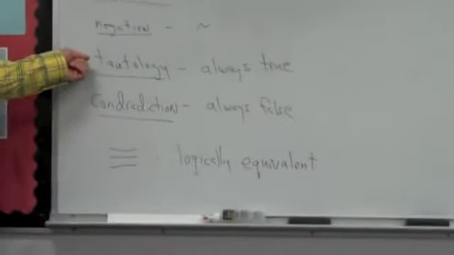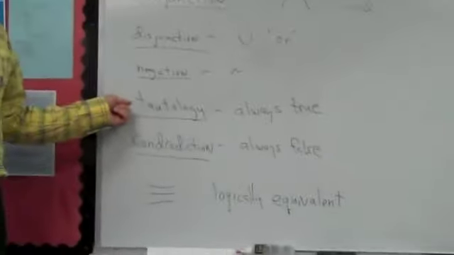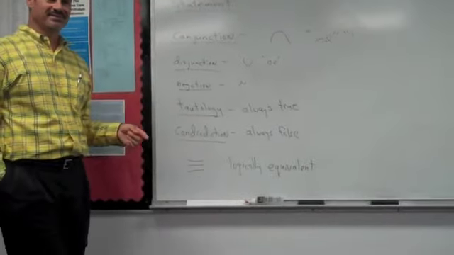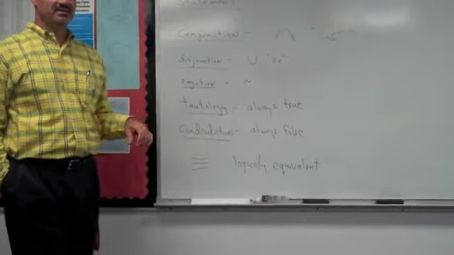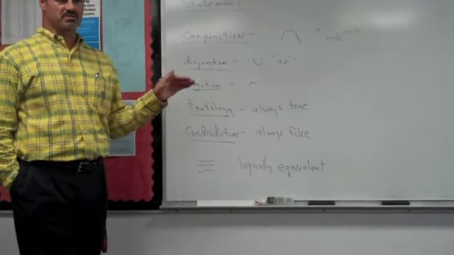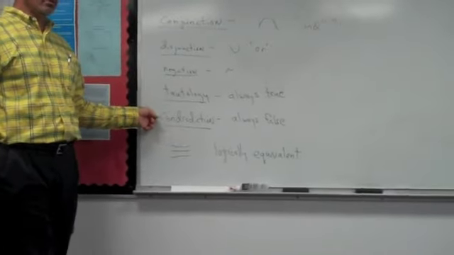Like, today is Thursday. Pretty hard to argue with that. I mean, today is Thursday. A contradiction is the opposite. It's always false. Under all circumstances, at all times, it's false. Then you have a contradiction.